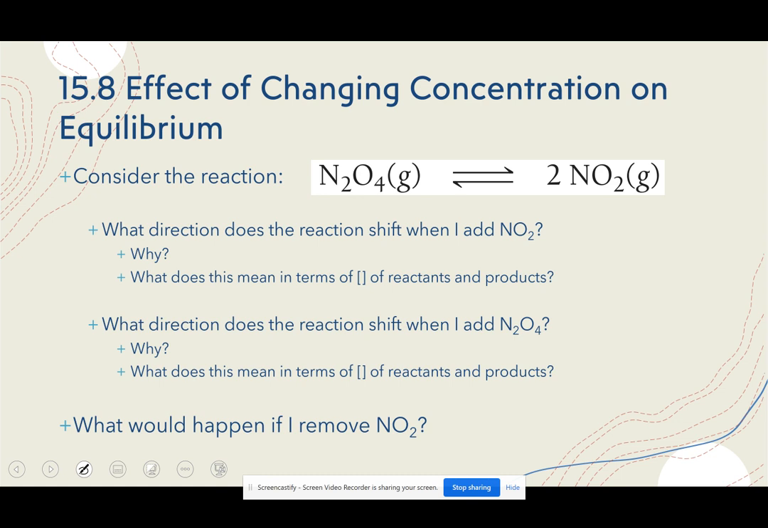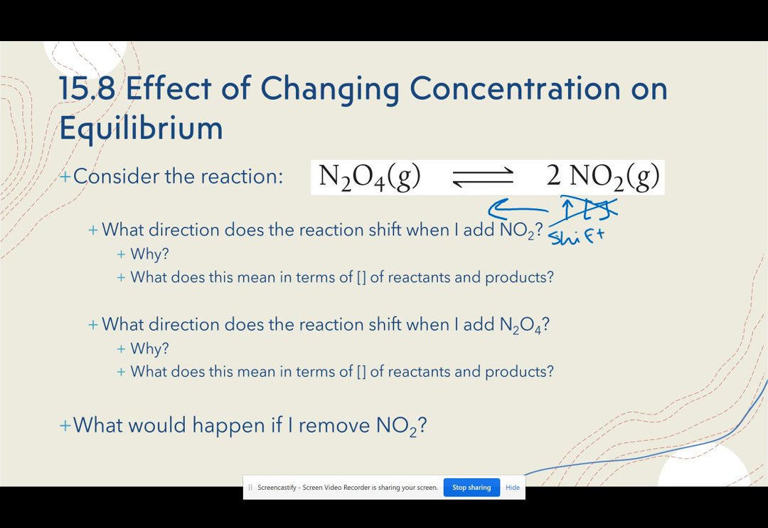If I add nitrogen dioxide to this system here, I'm going to momentarily increase the concentration of the nitrogen dioxide because I'm adding it. But that stresses the system because the nitrogen dioxide was at equilibrium. It was at a constant concentration. And so now the system has to re-equalize. It needs to go back to equilibrium, back to where it was. And so to undo this adding of the nitrogen dioxide, the system will shift.